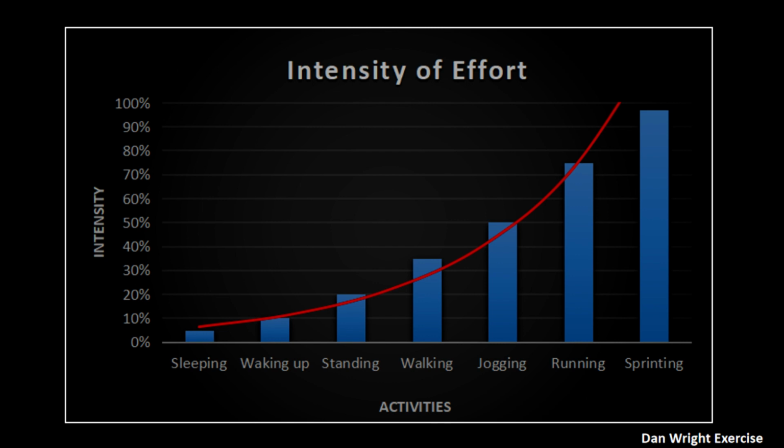So pretty self-explanatory graph, and you can see that the red line is an exponential curve showing the amount of effort that's required to transition from one activity to the next. So let's move on to the next slide and contrast that.